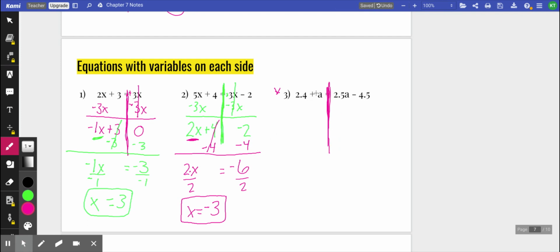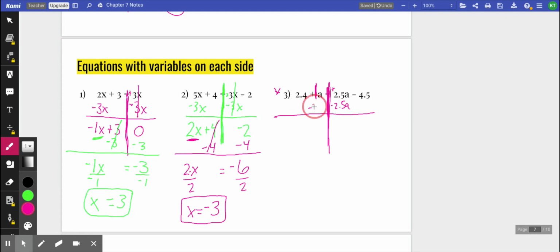So start here, right? I have a number and a variable term, right? Number and a variable term. So it doesn't matter which way we bring the variable. I'm going to start, right, by writing this 1 in here. That's an understood 1a. Here, that's a positive 2.5a. So it does not matter which side you bring the variable to. So let's bring this 2.5 over. It's positive, so I'm going to inverse that with a negative 2.5a.